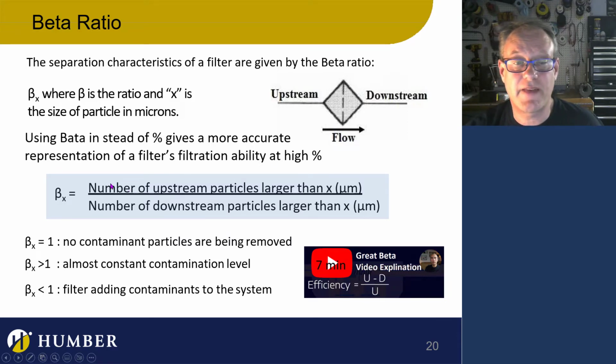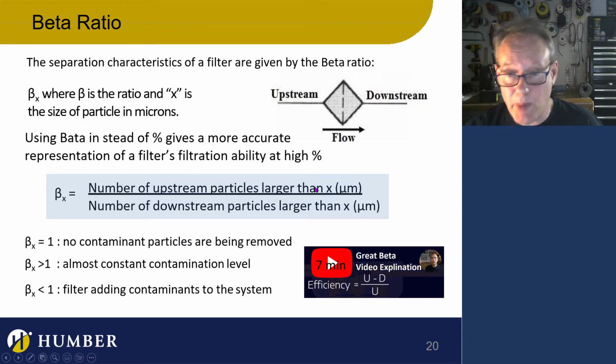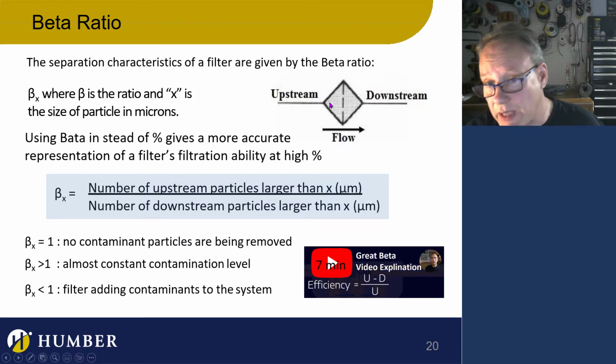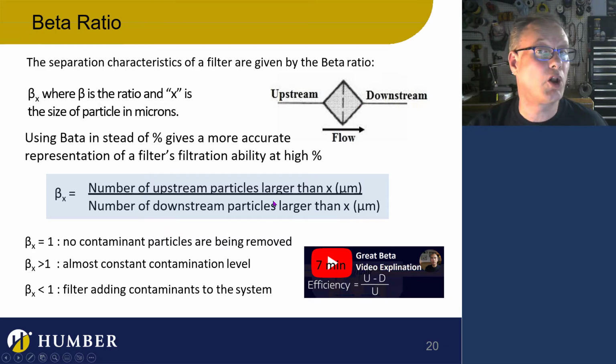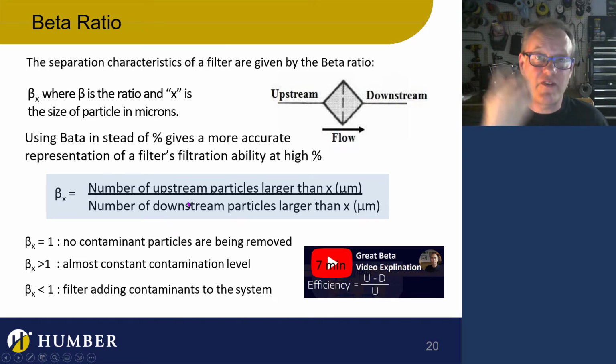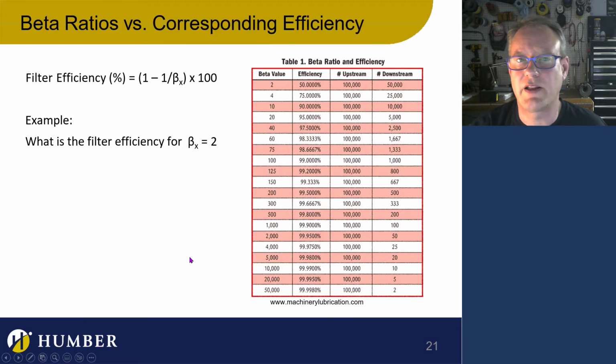So essentially, you're going to get this number that's larger than 1, right? Because the number of upstream particles is what's going in, and the number of downstream is going to be a smaller number. The better the filter filters these particles out, the fewer of these there will be downstream, and this is going to be a larger and larger number as it gets larger. So there you go. That's the beta ratio, and you know what it means now, and let's just move on and take a look at some of these values.